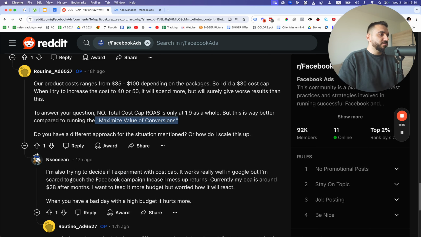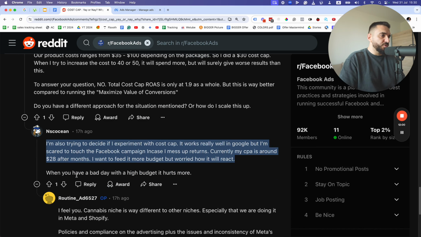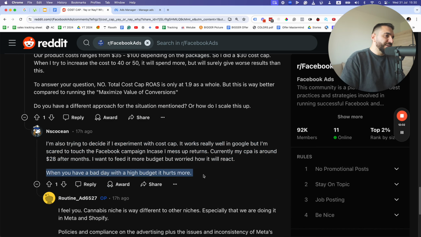I'm also trying to decide if I experiment with cost cap. It works really well in Google, but I'm scared to touch Facebook in case I mess up returns. Currently, my CPA is around 28 after months. I want to feed it more budget, but worried how it will react. Well, when you have a bad day with a high budget, it hurts more. And this is very, very true.